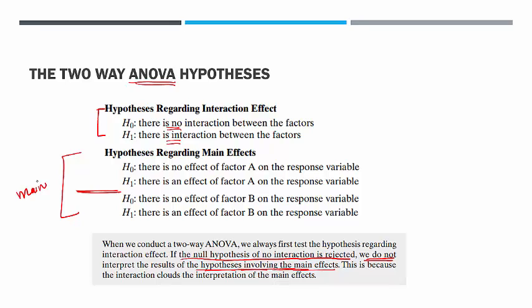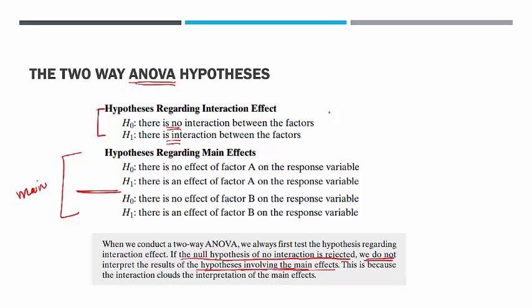Because in essence, the presence of an interaction between the factors is, here on the slide it says, clouding the interpretation of the main effects. I might use the word confounding. That may be a more familiar word to you, right? It makes it hard to separate or really determine whether or not each factor has an effect on the response separately.